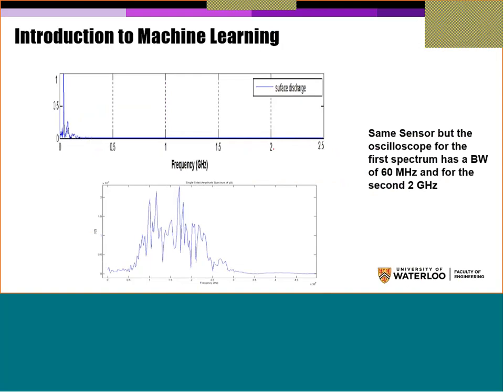So this is an example. Here, I'm using an RF antenna to measure partial discharge from insulators. Now, I used two different types of oscilloscopes. For the first one, the bandwidth of the oscilloscope is 60 megahertz. For this one, the bandwidth is 2 gigahertz. So they are two different, although the sensor, the input signal, and the output amplifier are all the same. The only problem is in the measuring device.